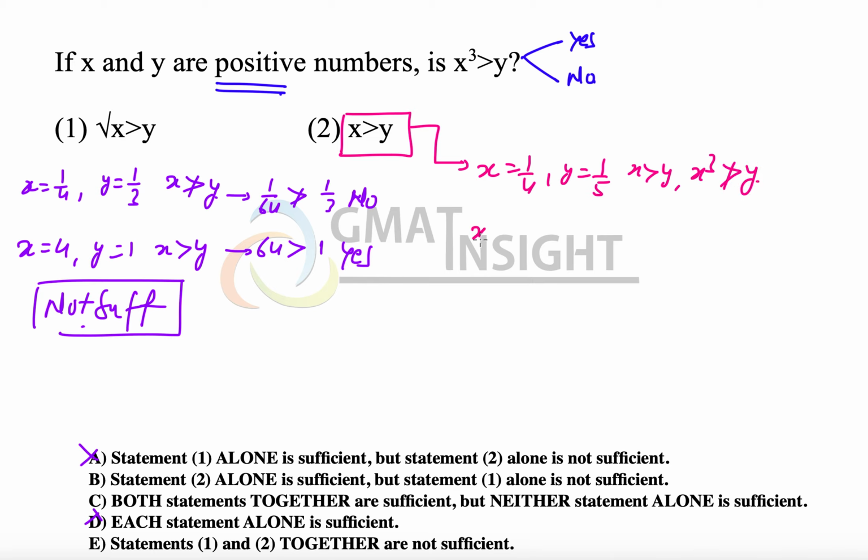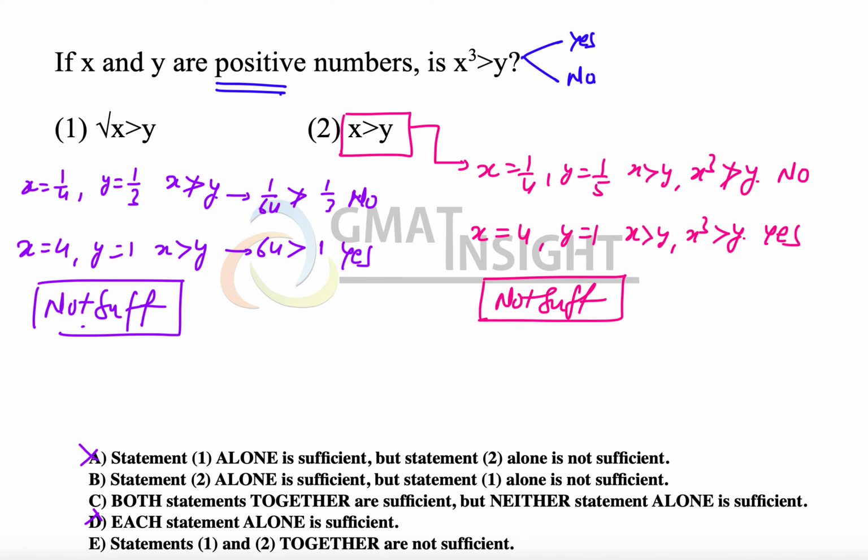The other set of values that we can choose is x equal to 4 and y equal to 1. In this case as well, x is greater than y and x cubed is greater than y. So the answer to the question is again sometimes no and sometimes yes. So using this information, we can again say that this statement alone is not sufficient.